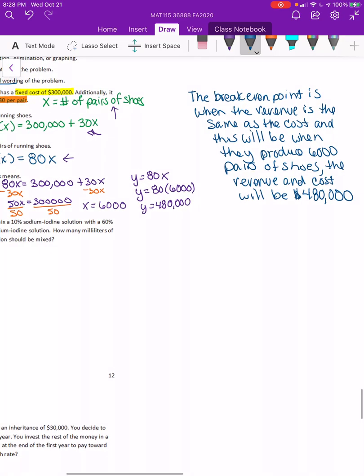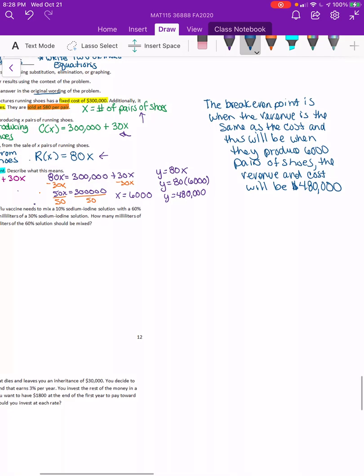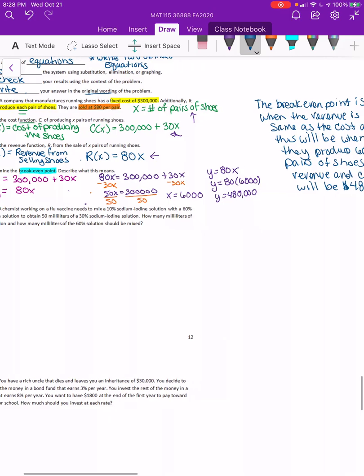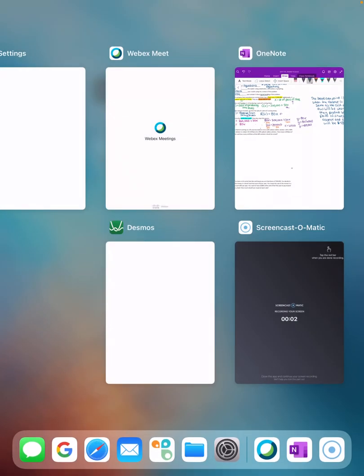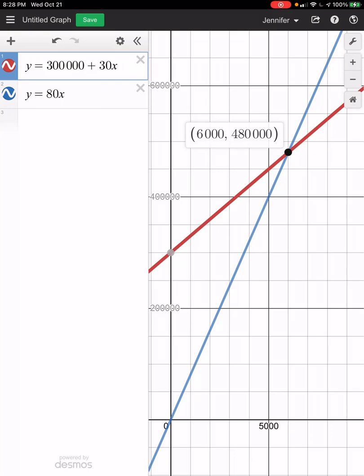Okay, so break-even point is when the revenue is equal to the cost. Again, if we have two different equations, we can set those up. Let me show you what this looks like in a graph. So here in Desmos, I graphed the two equations. The first equation I graphed was 300,000 plus 30x. That was the cost function. The second equation was the revenue function, 80x, and we wanted to find out when those are the same.